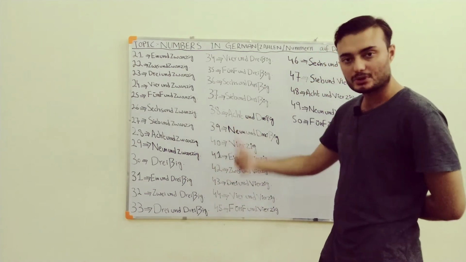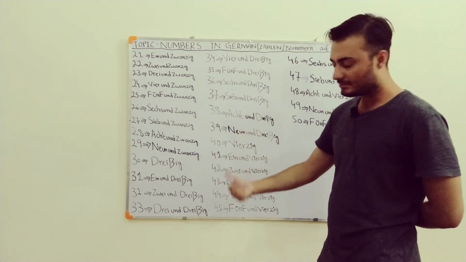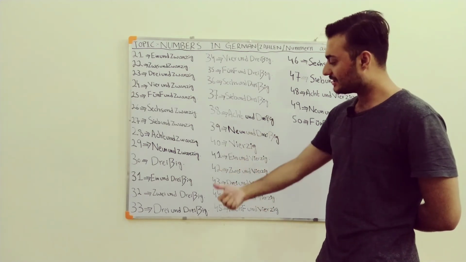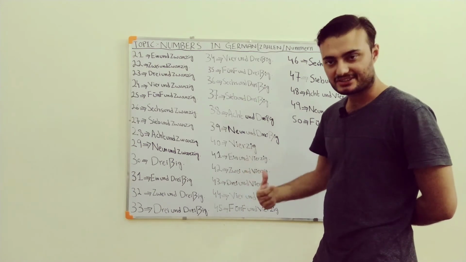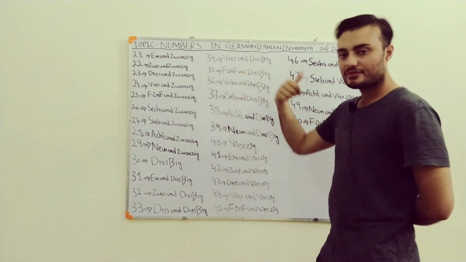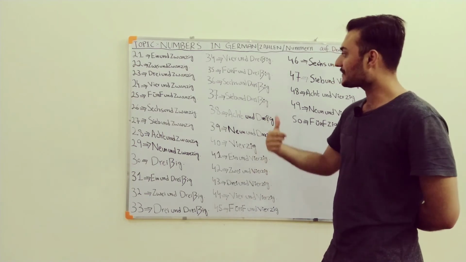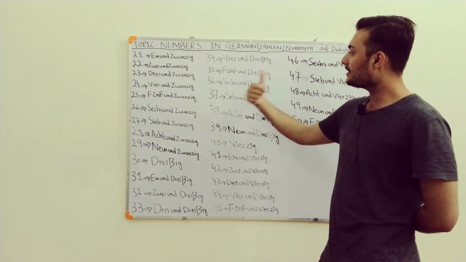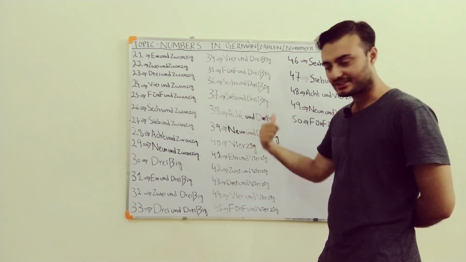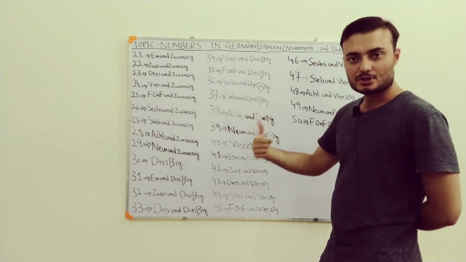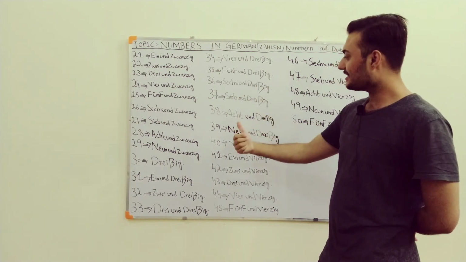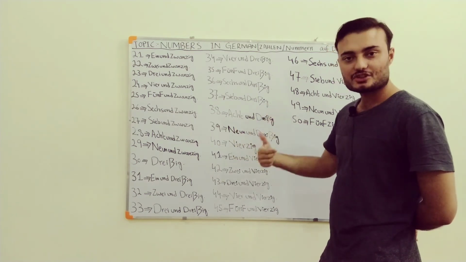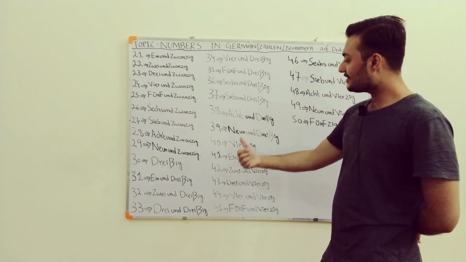The same sequence we will follow here. So 32 will be zweiunddreißig. 33 is dreiunddreißig. 34 is vierunddreißig. 35 is fünfunddreißig. 36 is sechsunddreißig. 37 is siebenunddreißig. 38 is achtunddreißig. 39 is neununddreißig. 40 is vierzig.